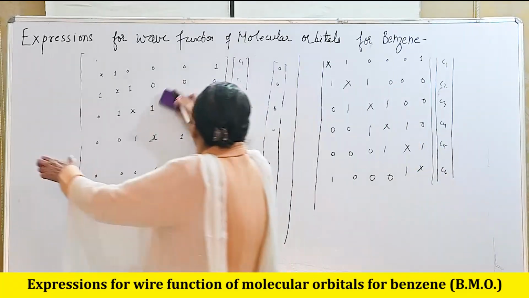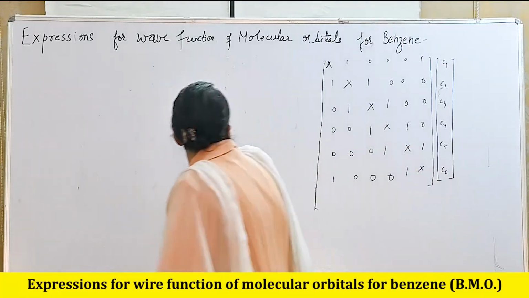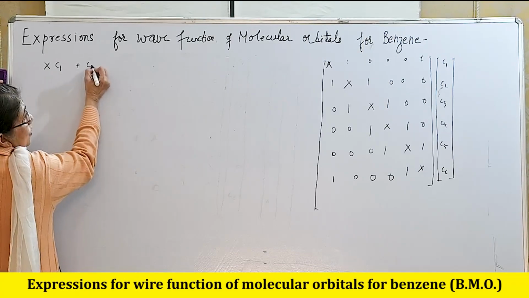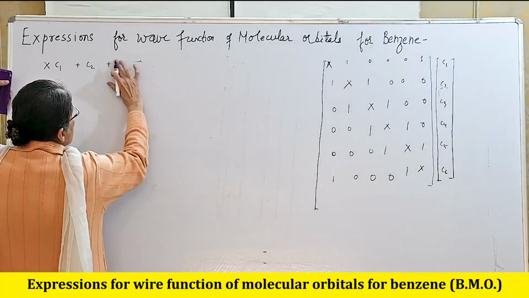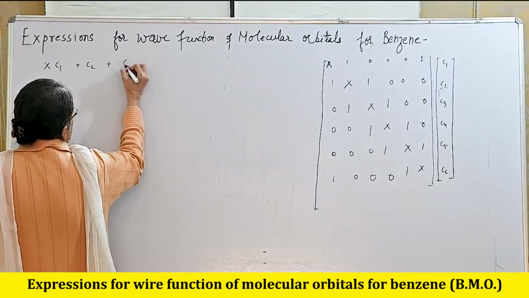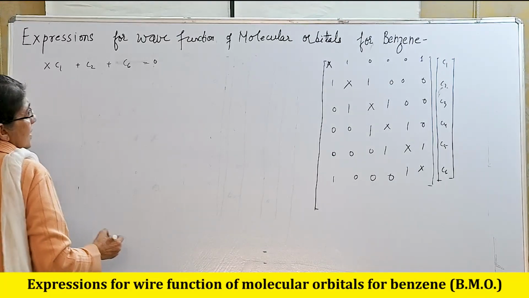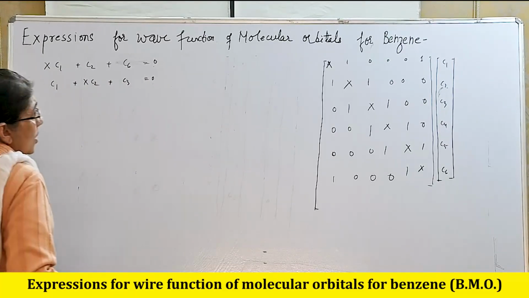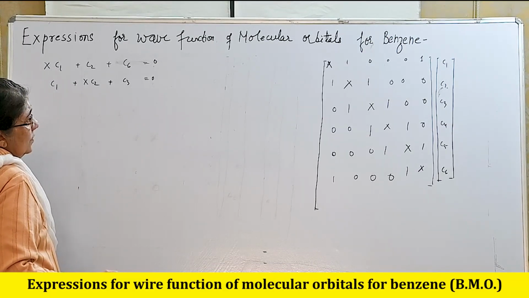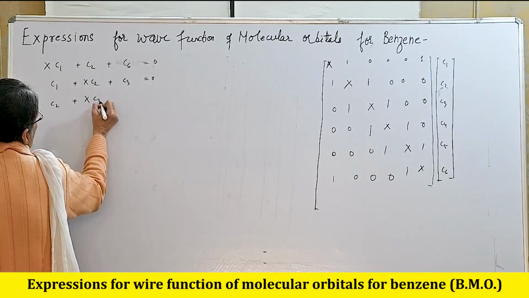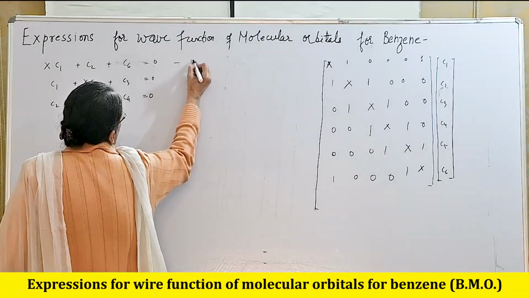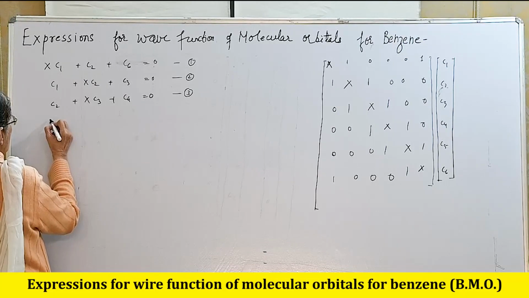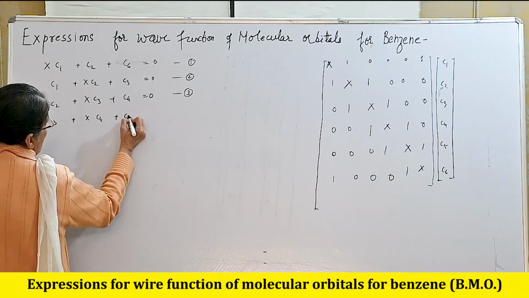Now if we multiply we get circular equations and these are xC1 plus C2 plus 0 plus C6. Directly I am writing that C6 is equal to 0, and next is C1 plus xC2 plus C3 is equal to 0, and next is C2 plus xC3 plus C4 is equal to 0. This is equation number 1, this is equation number 2, this is equation number 3, and C3 plus xC4 plus C5 is equal to 0.